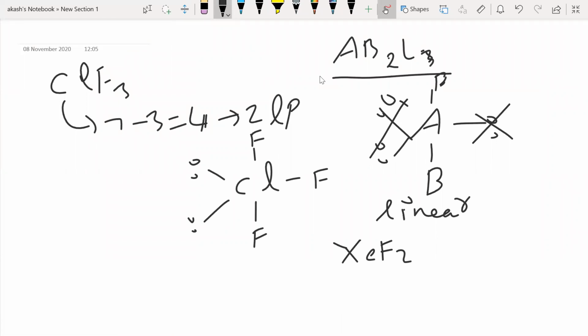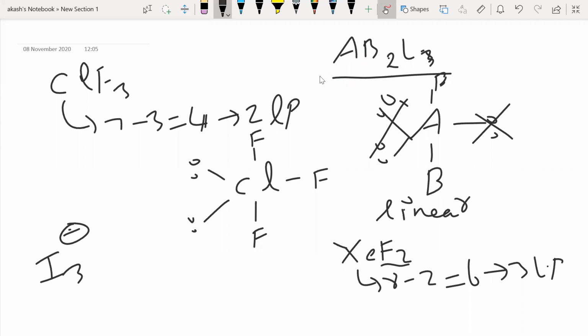So XeF2, you can see xenon has 8 valence electrons and 2 are involved in bonding with fluorine, right? So obviously I have 6 electrons left out and 3 lone pairs, right? So obviously the shape is going to be the linear shape. Okay, fine. Now I have another example for you. That is my I3 1 minus, or I can even have say ClF2 1 minus.